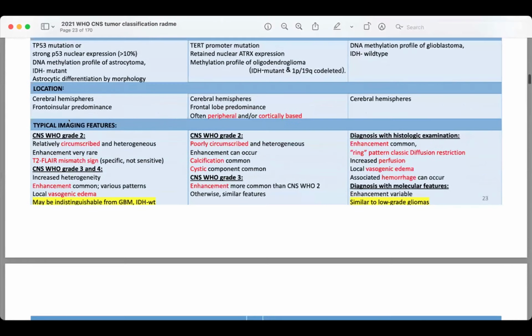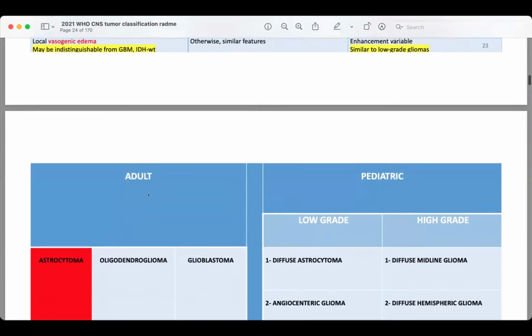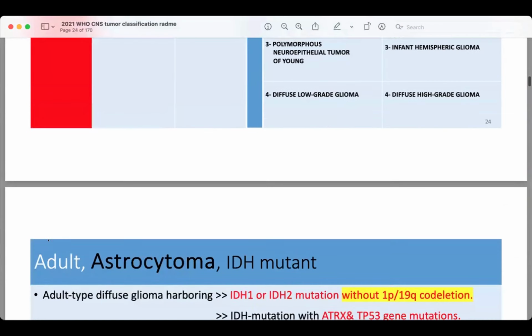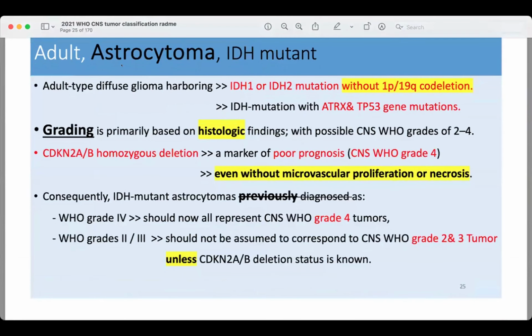And also there is grading under each type, grade 2, grade 3, grade 4, and accordingly each grade has a more aggressive behavior and a more aggressive treatment. And let's see, we will start with the astrocytomas.